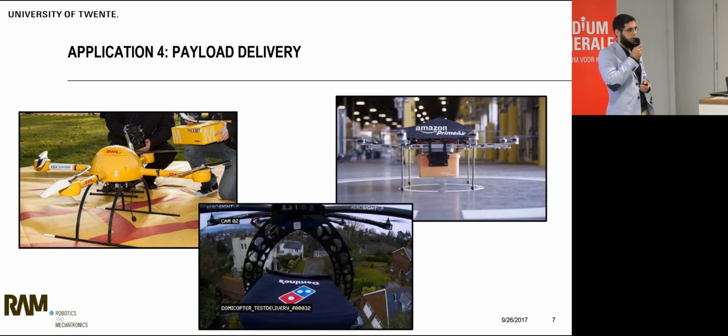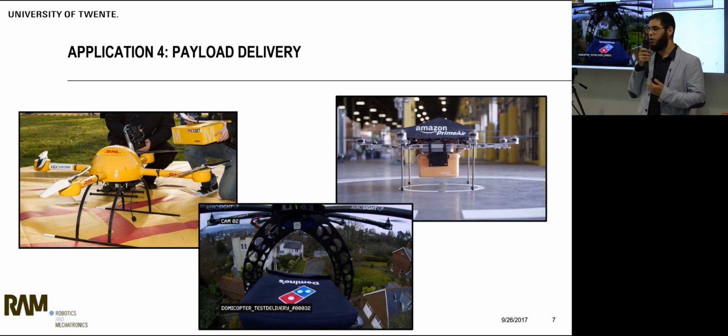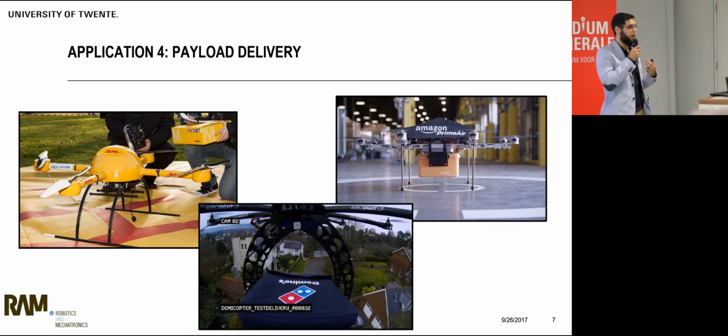Another application of aerial robots is payload delivery. Large companies like DHL and Amazon have already started delivering packages to their customers using drones. And another also interesting payload delivery application would be delivering pizzas. Last year, Domino's Pizza started a pizza drone delivery service in New Zealand. And they are now thinking of 6 other markets. And guess what? The Netherlands is one of their markets. So you might have a pizza delivered to your house using a drone soon.